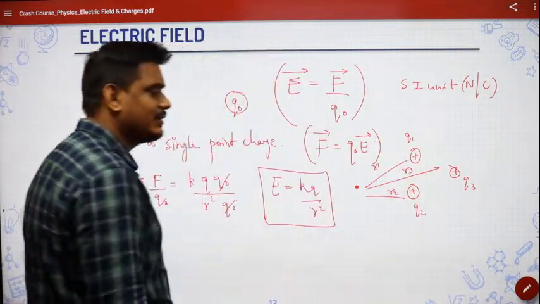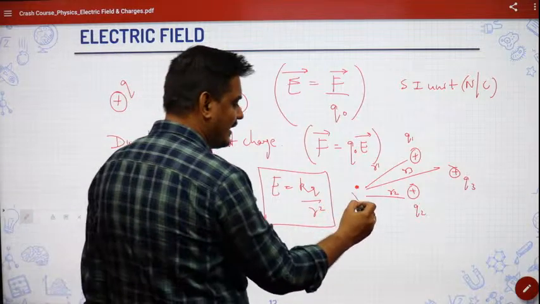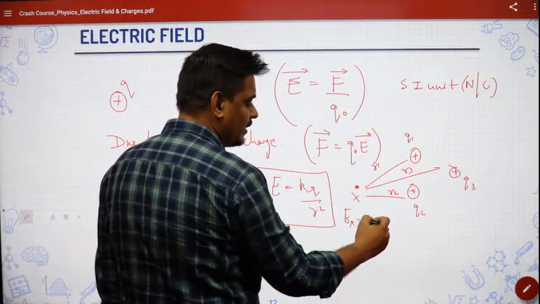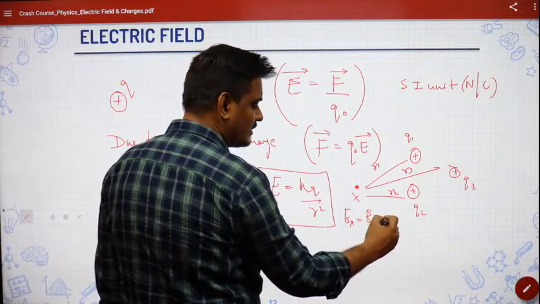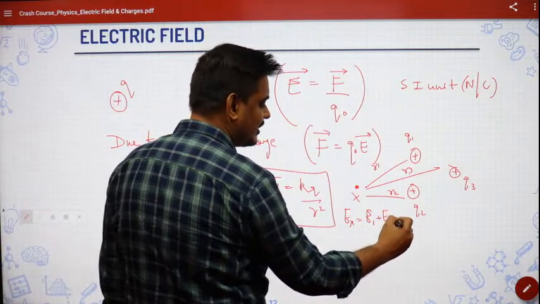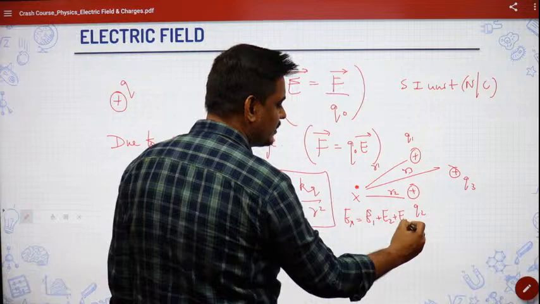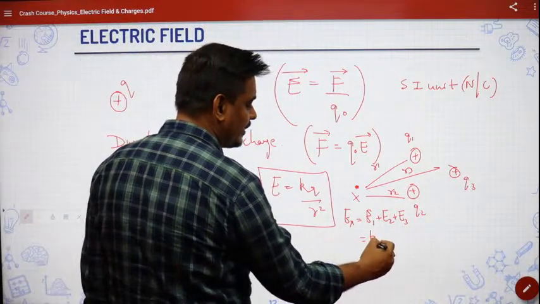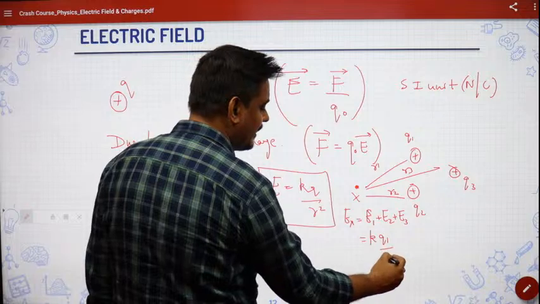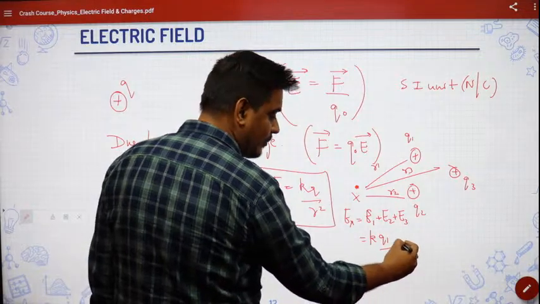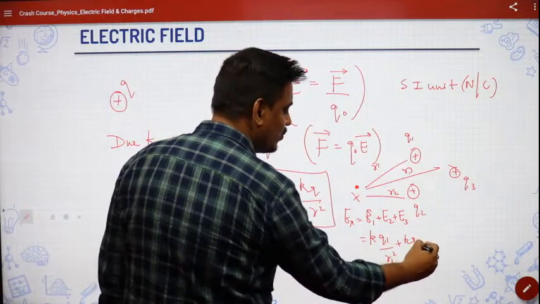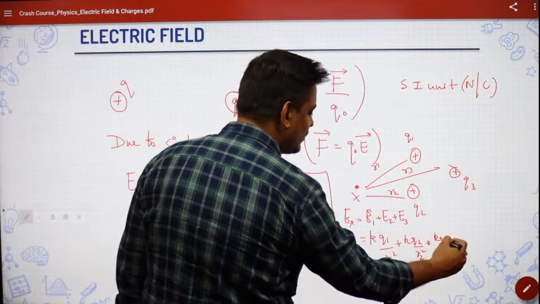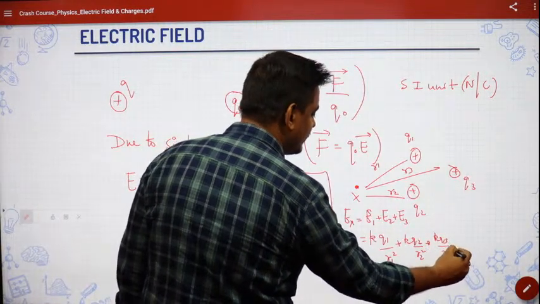So the net electric field at this point X, if I want to find the electric field at X, that will be equal to E due to the first charge plus E due to the second charge plus E due to the third charge. So from here you can see very clearly it will be equal to K Q1 by R1 square plus K Q2 by R2 square plus K Q3 by R3 square.